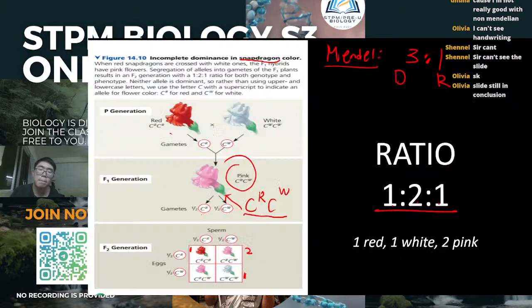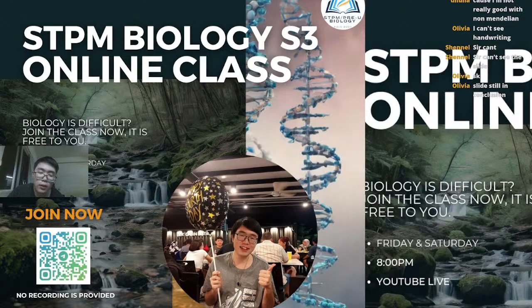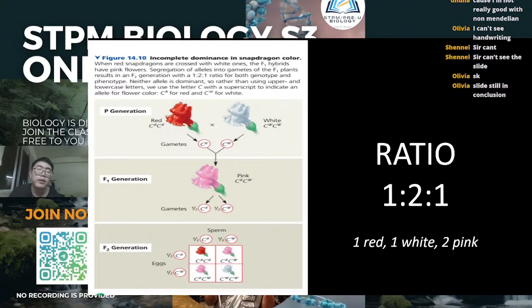So the example of incomplete dominance is the snapdragon flower.